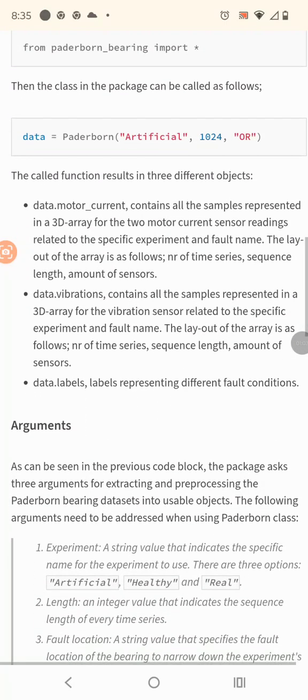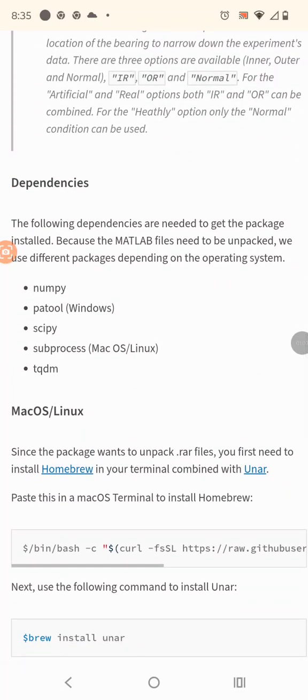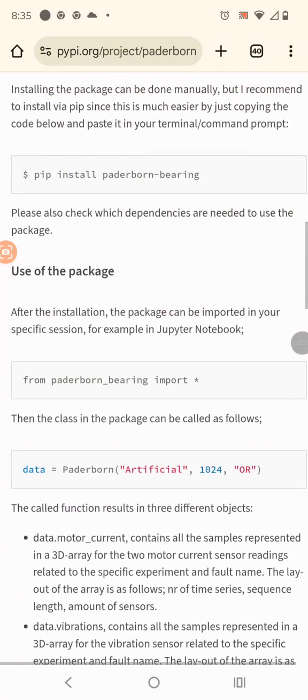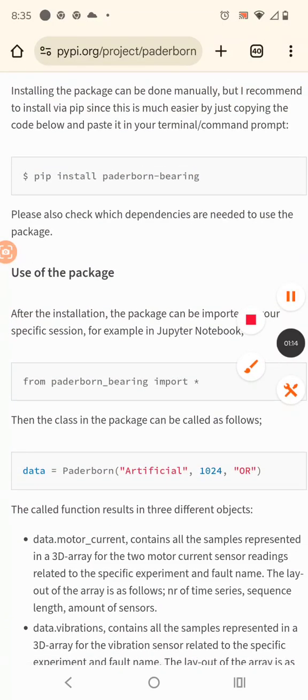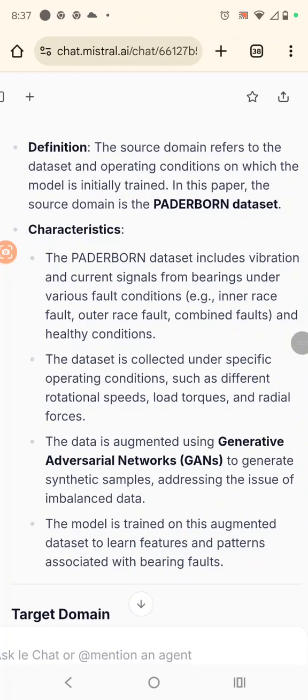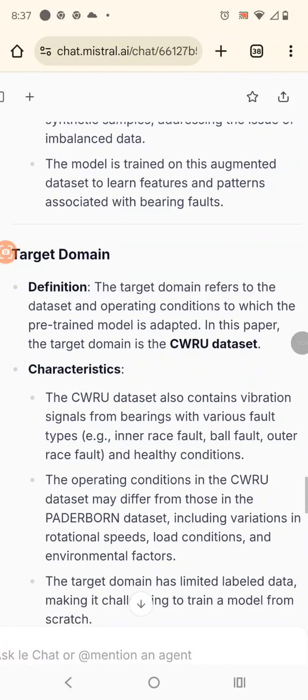So that's it. The transfer learning method will use the Paderborn dataset as its source, and the Case Western Reserve University dataset as the target. We'll see. The data from Paderborn is augmented using GAN to generate synthetic samples. Then the target domain is the CWRU dataset.